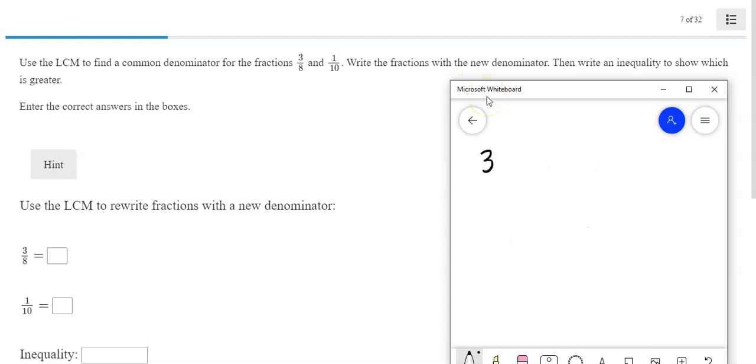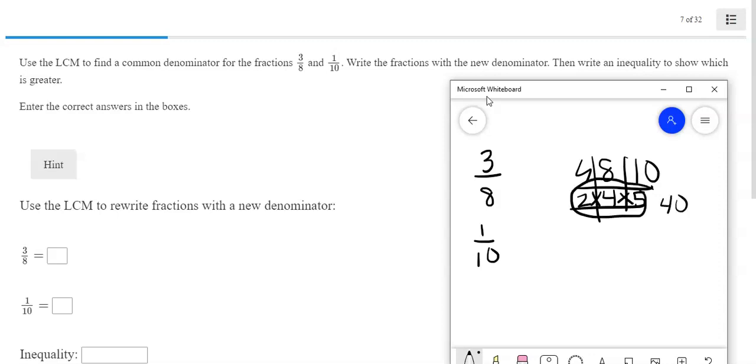So we have 3/8 and 1/10. I'm going to find the GCF by doing tic-tac-toe. 2 times 4 is 8, and 2 times 5 is 10. Sorry, I'm not finding the GCF, I'm finding the LCM. 2 times 4 is 8. 8 times 5 is 40.